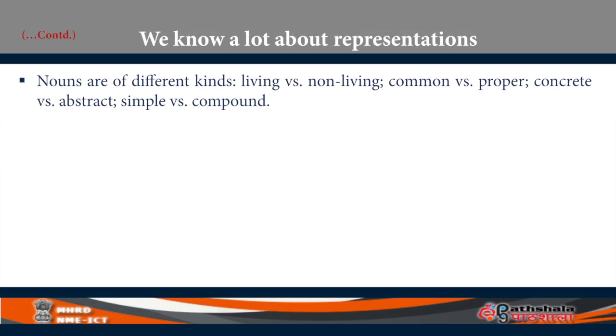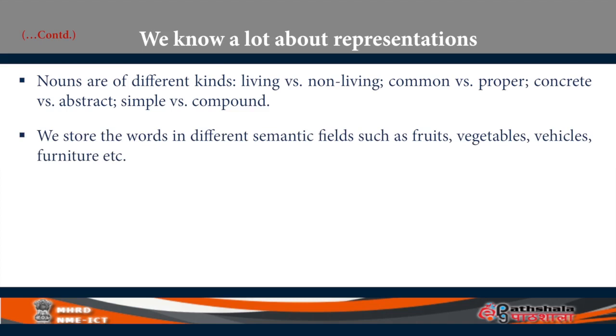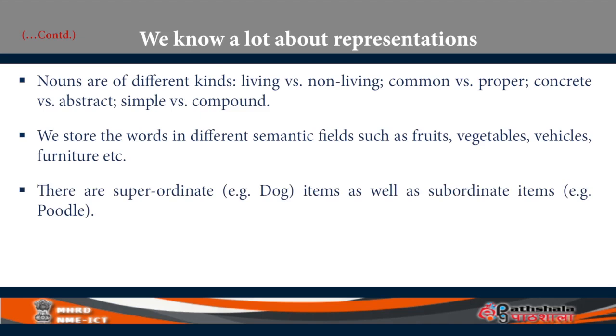Some nouns represent living things. Some represent non-living artifacts. Some are common nouns, some are proper nouns, some are concrete nouns, some are abstract nouns, some are simple nouns, some are compound nouns. You have learnt all this in linguistics. And we store all these words in different semantic fields. We know several fruits, many vegetables, names of vehicles, names of furniture. These are semantic fields. Within each field you have individual lexemes belonging to that field. There are superordinate terms. Dog is a superordinate, poodle is a variety of dog and therefore it is subordinate. We know that also.